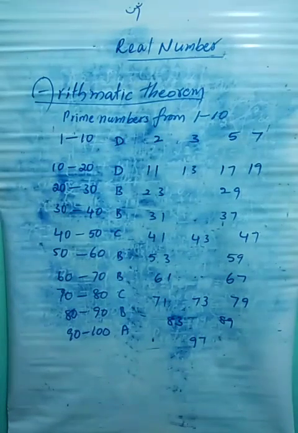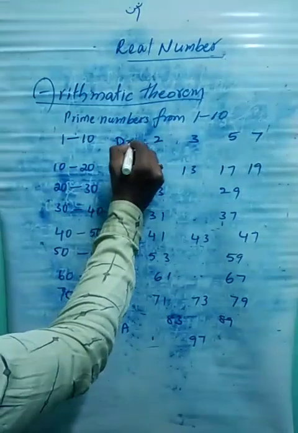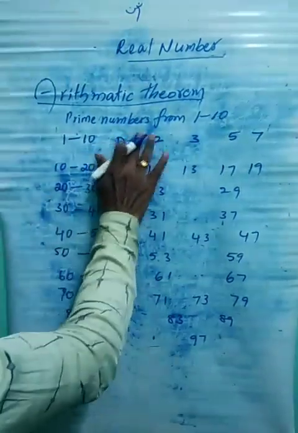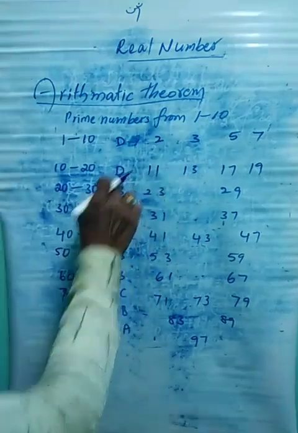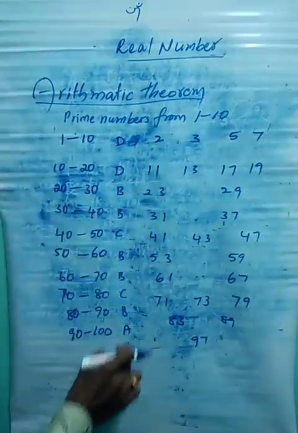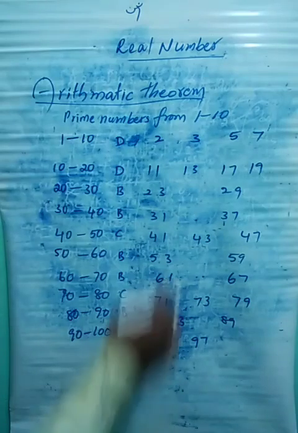So by using this code, once again DD, BBC, BBC, BA. 1 to 10, how many prime numbers are there? D means 4 prime numbers. So similarly, 10 to 20, how many prime numbers are there? 4. So 4 means D, and like that, we are following this code DD, BBC, BBC, BA. So these are the prime numbers. Must understand, these are prime numbers.